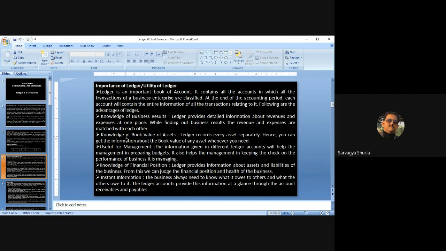Knowledge of book values of assets. What is the book value of an asset? Can anybody tell? What is the book value of an asset?